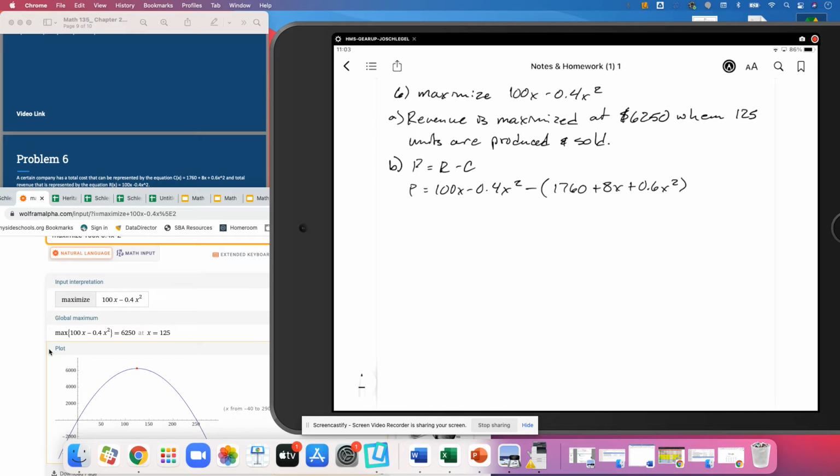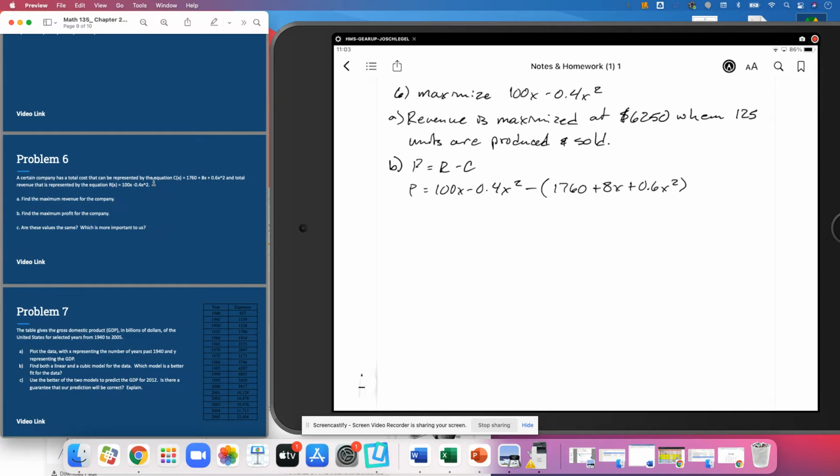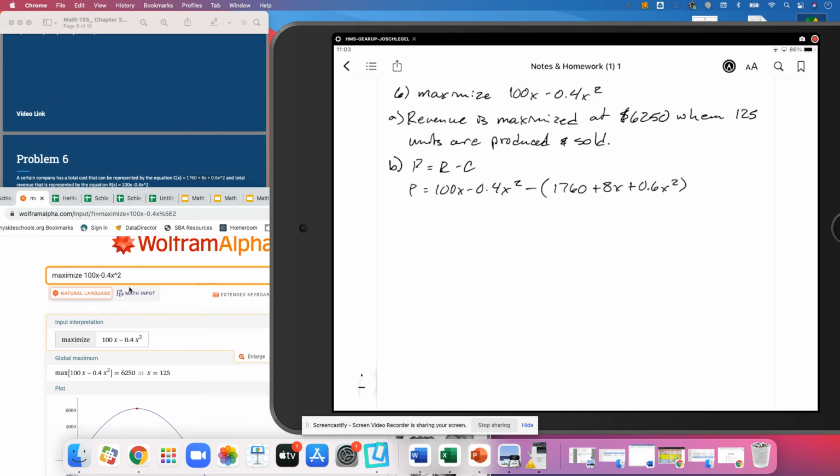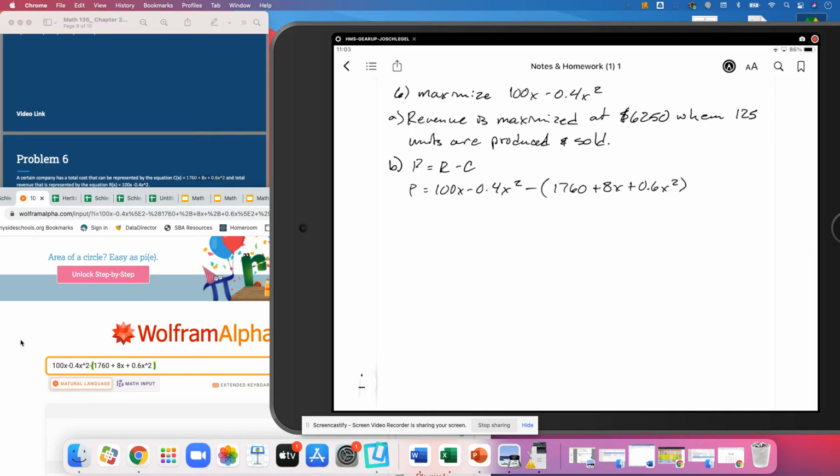All right, we can give that to Wolfram. I'm going to go ahead and copy and paste that cost function in there because that's kind of a long one. And so we're not trying to maximize now. We're going to take this revenue function. We are going to subtract the cost function. And that will get us a profit function.